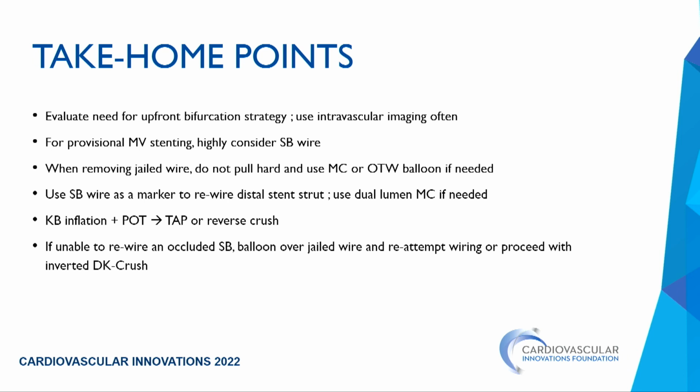A side branch wire is a great way to act as a marker and to rewire the side branch after the main vessel stenting. Use a dual lumen microcatheter if needed, and then kissing balloon inflation a lot of times can take care of these angiographic stenoses. If not, then you can proceed with a TAP or a reverse crush depending on the angle of the side branch. And of course, if you are unable to wire the occluded side branch like the last case, you can balloon over a JL wire and reattempt wiring. And if that fails, then we can proceed with inverted DK crush. Thank you.